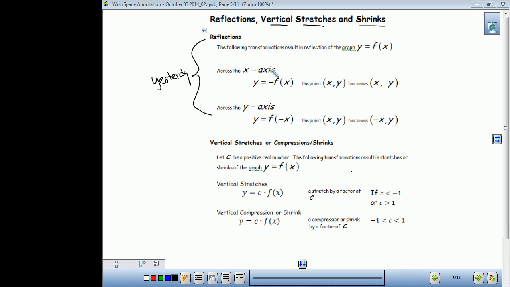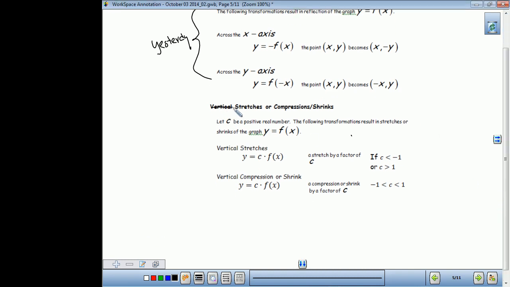A negative out in front reflects it over the x. A negative grouped inside with your x reflects it over the y. Today we're going to talk about vertical stretches and compressions. Now, if this is your second go round in Acaag, if you took it last year, your teacher may have called them shrinks.